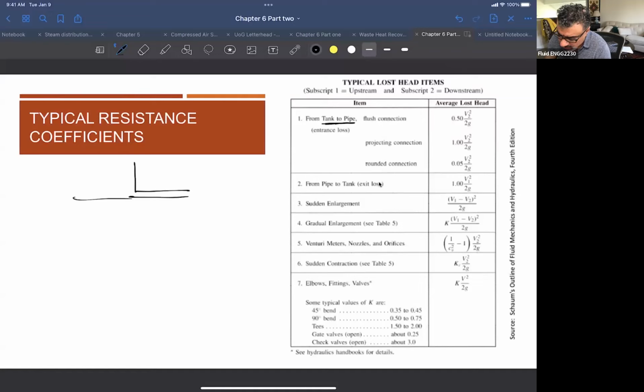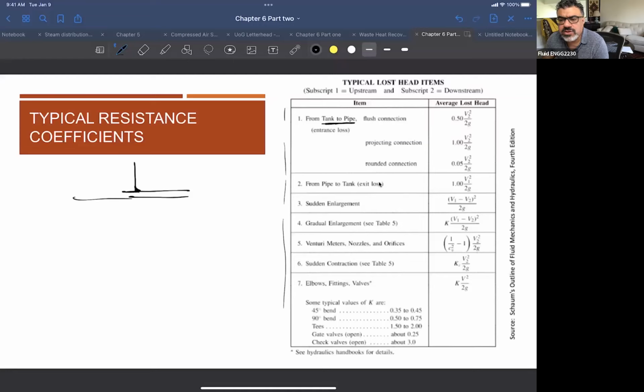For a rounded pipe it's 0.05. If this is a rounded or projecting condition, that means it's something protruded inside the tank. But again, this is not the limitation of these charts or tables. You might see other types of charts, but at the end, what we are looking for here is a loss coefficient.